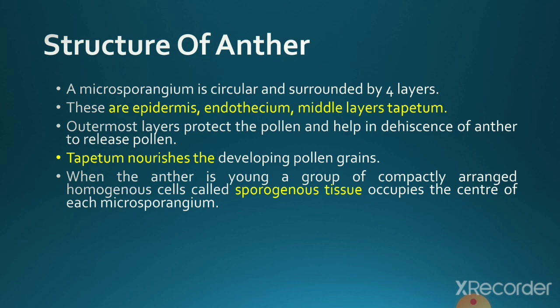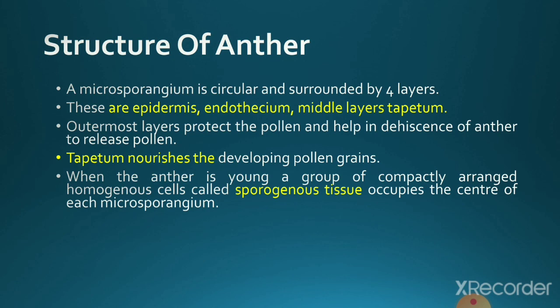All these things we have already discussed. Now the structure of anther, as we have discussed earlier in the diagrams, a microsporangium is circular and surrounded by 4 layers. These are epidermis, endothecium, middle layer, and tapetum. The outermost layers protect the pollen and help in dehiscence of the anther to release pollen. Tapetum nourishes the developing pollen grains.